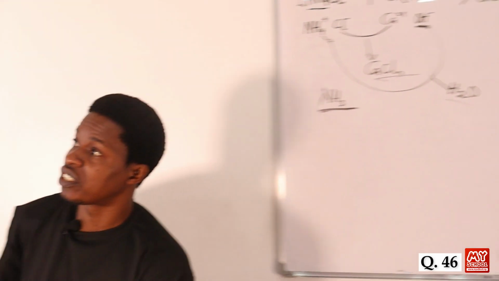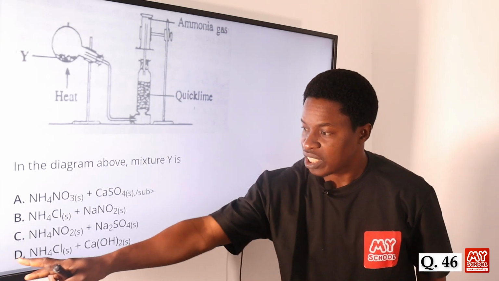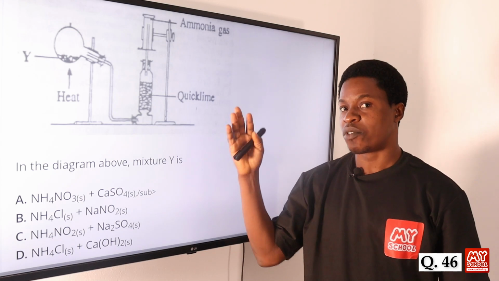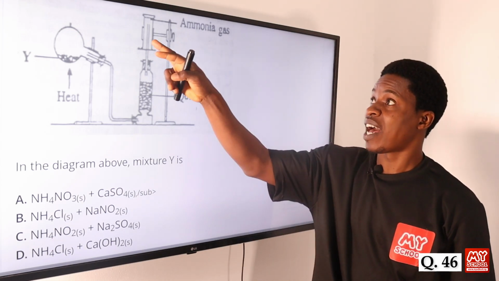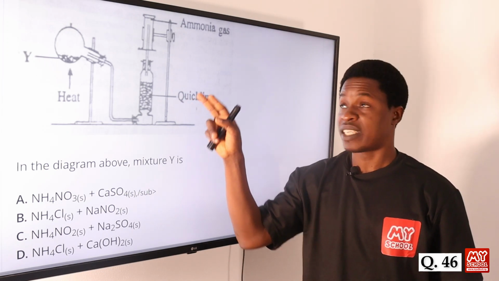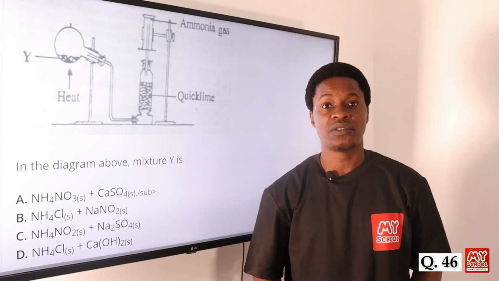So let's move on to the screen. Option A says this. So the correct answer here should be option D. Ammonium chloride reacts with calcium hydroxide to form calcium chloride, ammonia gas, which is what we have here, which should be dried by this quicklime, which is calcium oxide, and then the water is removed. So the correct answer is option D.